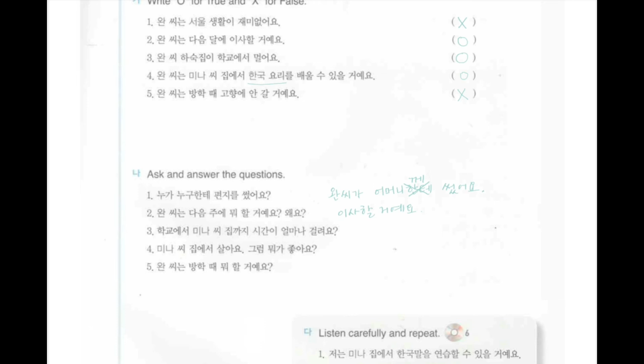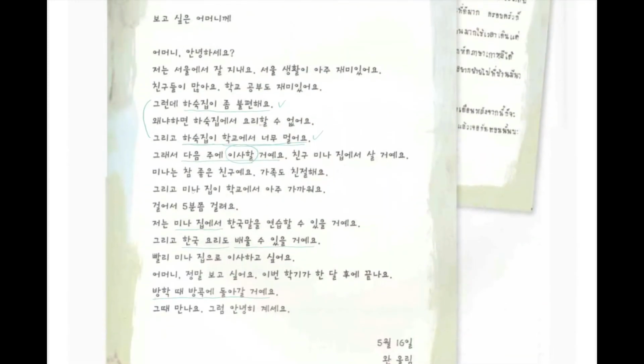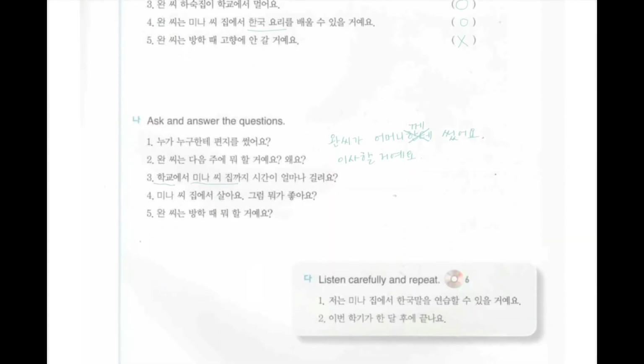자, number three. 학교에서 미나 씨 집까지 얼마나 걸려요? 자, where is it? 자, 미나 집이 학교에서 아주 가까워요. Mina's house is very close to school. 5 minutes, isn't it? It takes 5 minutes by foot. 그래서 어떻게 말해요? 5분쯤 걸려요. As I said, you can use 5분 정도 걸려요. It's the same. 똑같아요. It's the same.